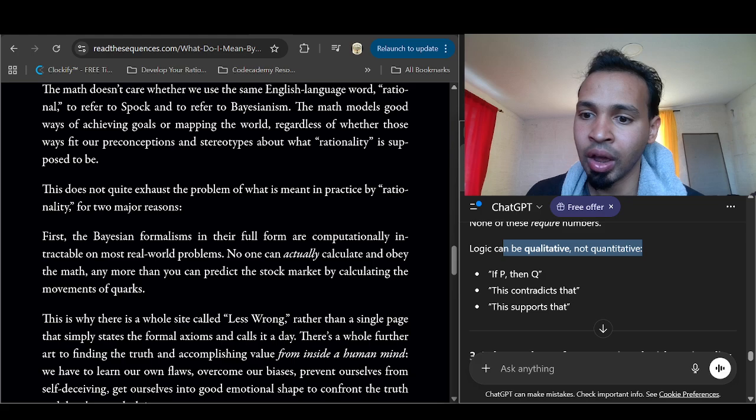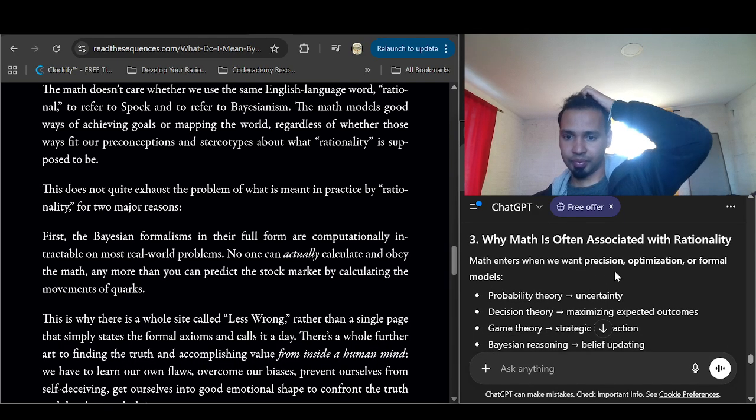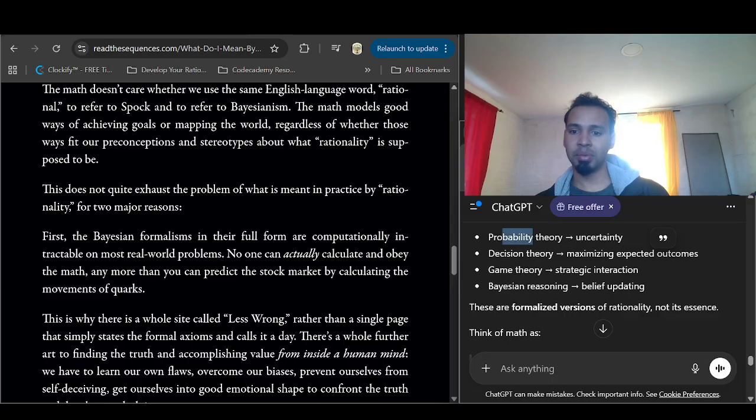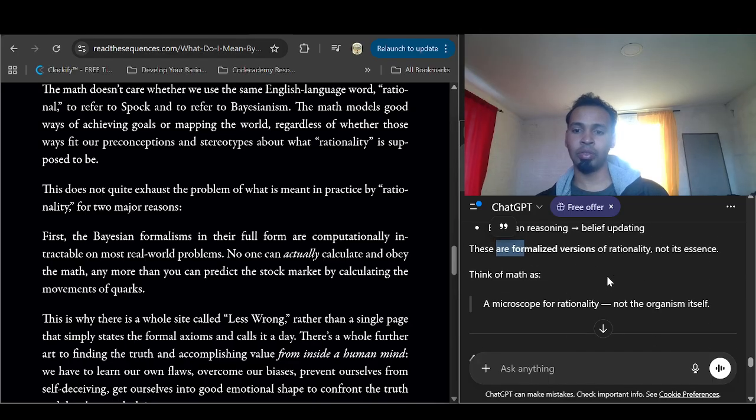Logic can be qualitative, not quantitative. If P then Q, this contradicts that, this supports that. It's funny though, because if P then Q is a mathematical statement. Why is math often associated with rationality? Math enters when we want precision, optimization, or formal models. So probability theory, decision theory, game theory, Bayesian reasoning. Fascinating. So it kind of does validate the value of using math to optimize our rationality. These are formalized versions of rationality, not its essence.